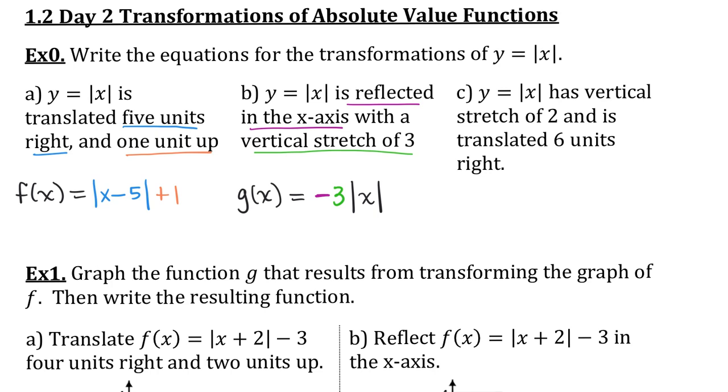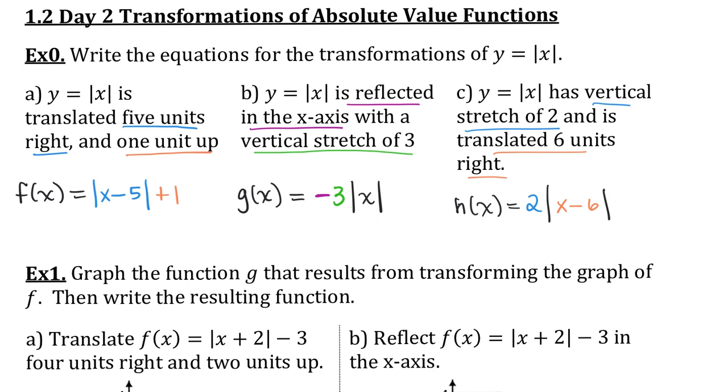Okay, let's try C. y equals the absolute value of x has a vertical stretch of 2, and it's translated 6 units right. Okay, let's call it h of x. You can have different names. Okay, vertical stretch of 2. So I'm multiplying the absolute value by 2. And then what am I doing? I'm moving 6 units right. x minus 6. Vertical stretch of 2, 6 units right.